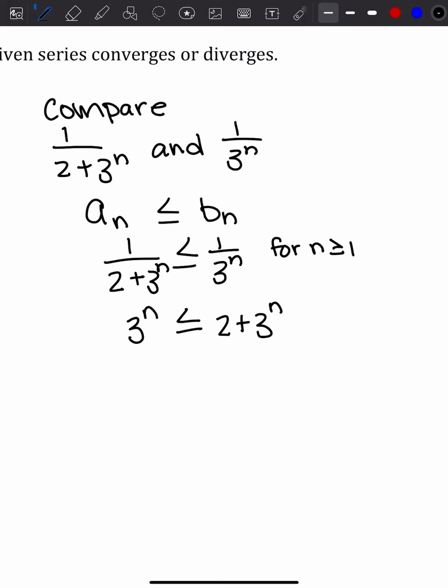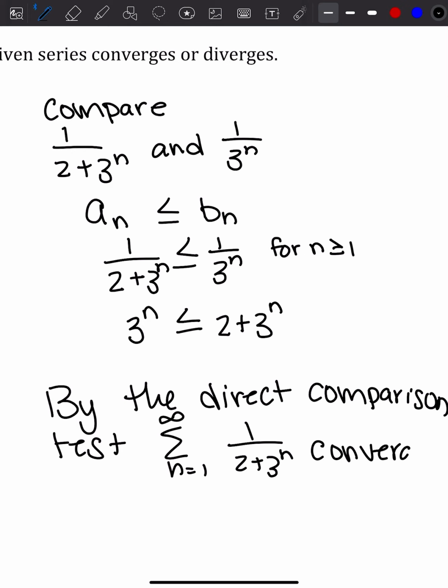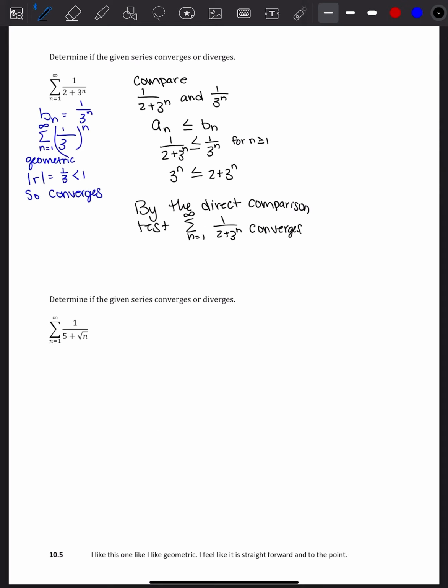So what we now can say, because we have proven that a sub n is less than or equal to b sub n, and we know b sub n converges, is that by the direct comparison test, the summation from n equals 1 to infinity of 1 over 2 plus 3 to the n converges. So the big thing here is we decided that 1 over 3 to the n power was going to be easier to work with. We can say it's geometric and it converged, and then worked our way around.